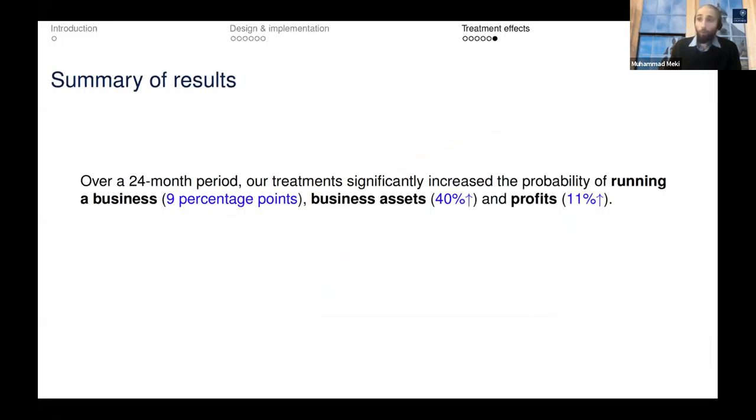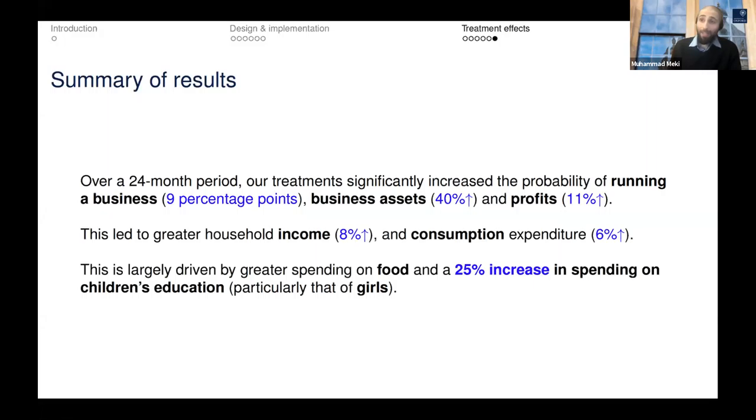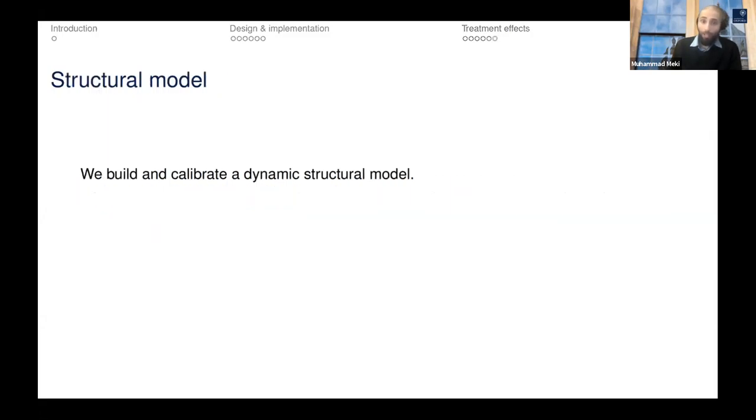Summarizing our results, over a 24-month period, we find that this treatment being offered, this asset financing contract, significantly increases the likelihood that people stay in business. I haven't mentioned this before, but we basically find that those who are offered the contract are 9 percentage points more likely to be running a business over the 2-year period. They have 40% greater assets on average and 11% greater monthly profits. This then translates into greater total household income of 8% per month and greater household consumption expenditure, which is driven mainly by food expenditure and also a 25% increase in spending on children's education, particularly that of girls.